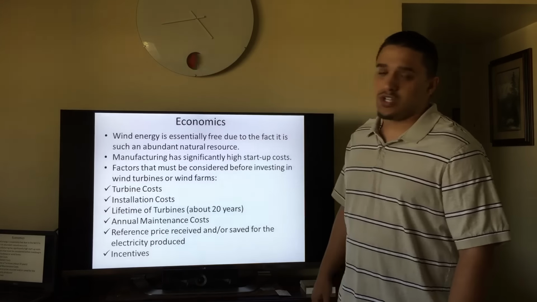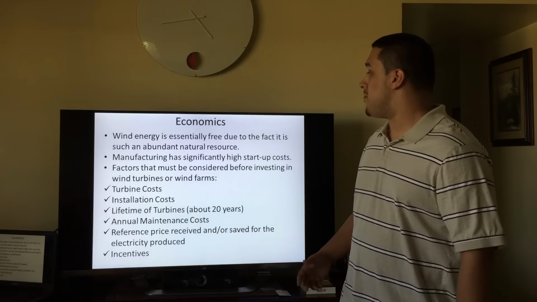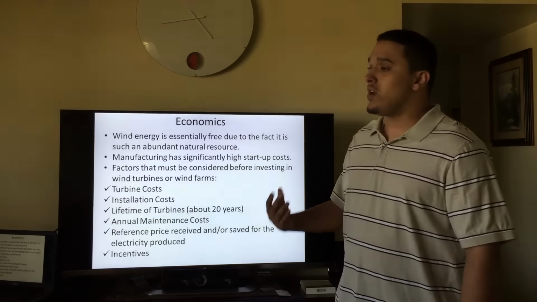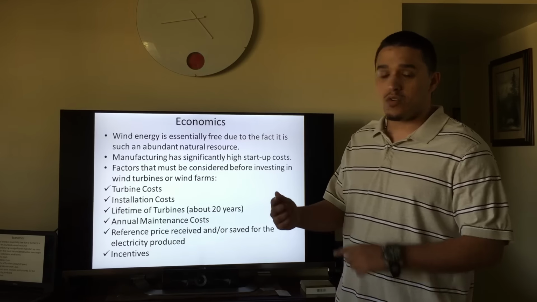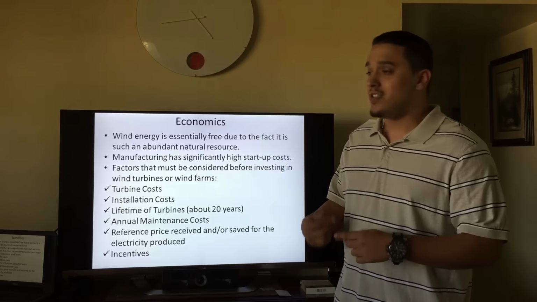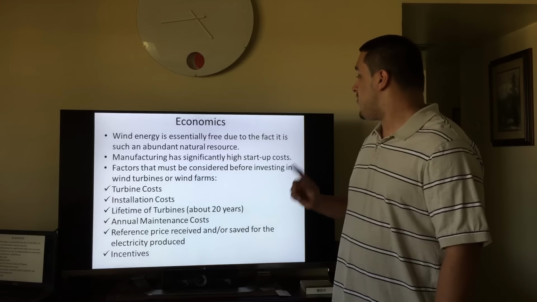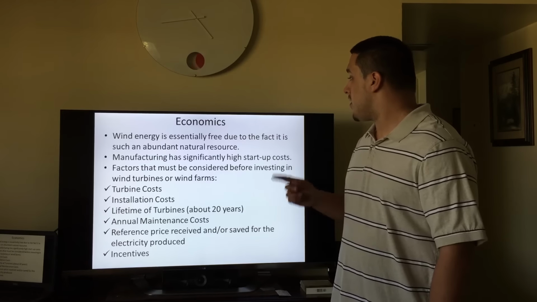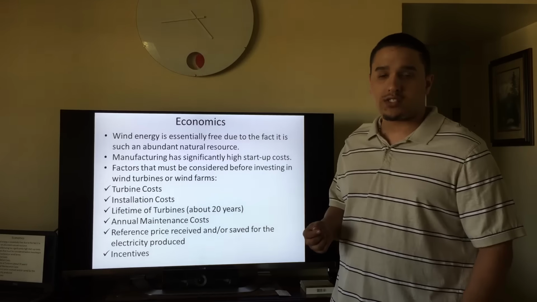We are going to talk about the economics of wind energy. Wind energy is essentially free because it is such an abundant natural resource. Wind actually comes from solar energy, and so long as the earth is spinning, we will always have wind. However, manufacturing wind turbines has significantly high startup costs.